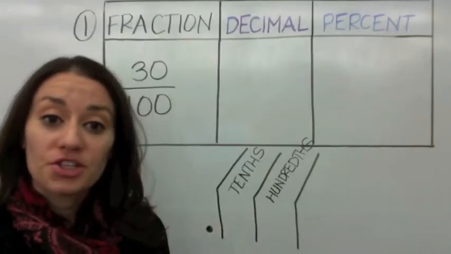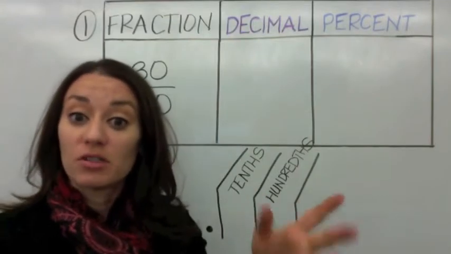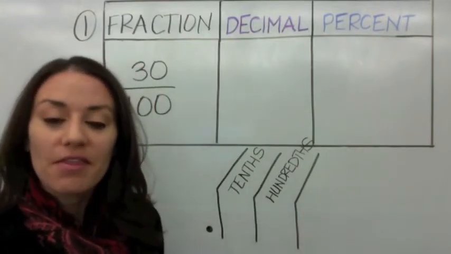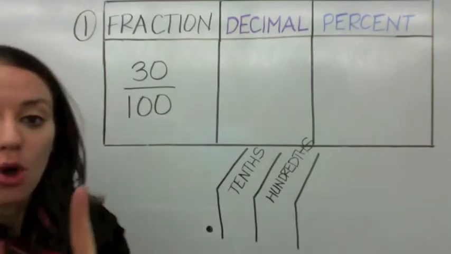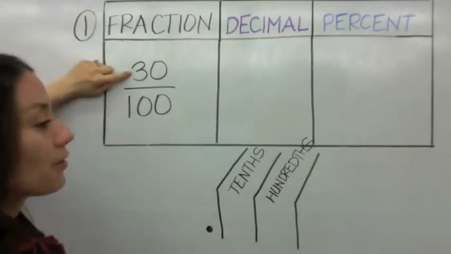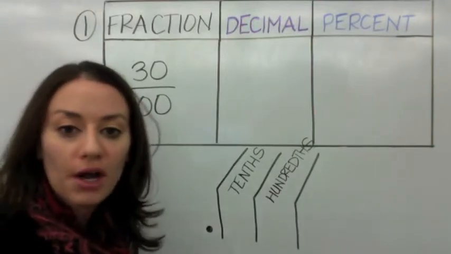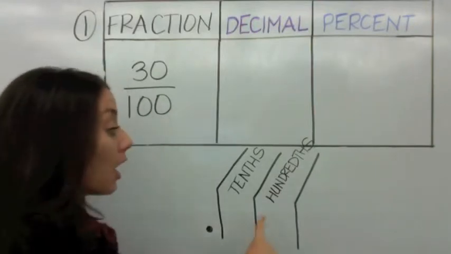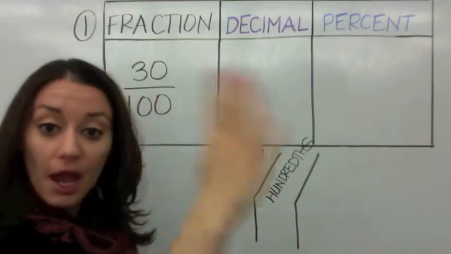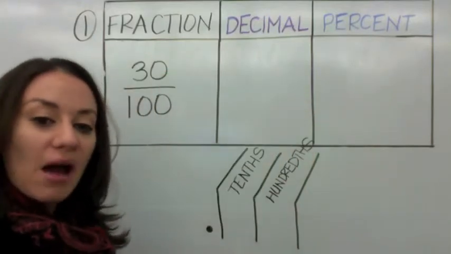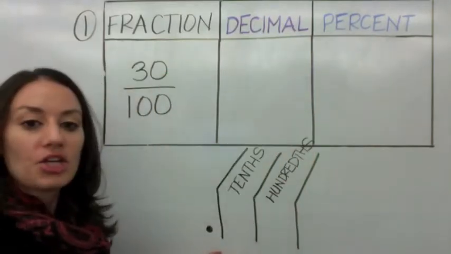So now let's practice changing fractions to decimals to a percent. In the first example, we have this fraction. What do you call the fraction? It's called what? Not called 30 over 100. It's called 30 hundredths. 30 hundredths. Okay, good. So how would we change this to a decimal? How would we change it to a decimal?